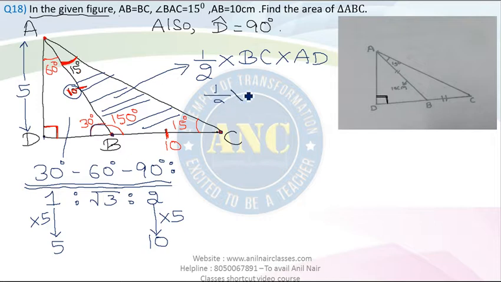So it is half into base is 10, height is 5. 50 divided by 2. Answer for this question is 25 centimeter square. Area of triangle ABC is 25 centimeter square. I hope the idea is very, very clear for you people.